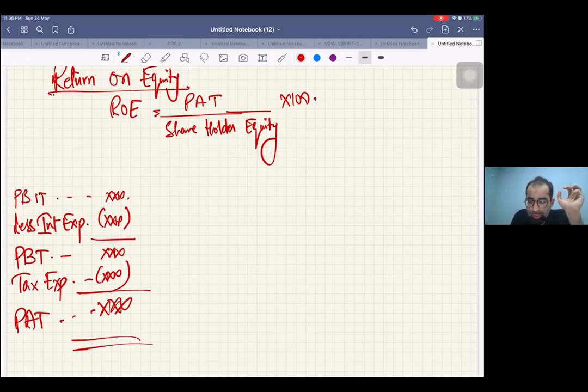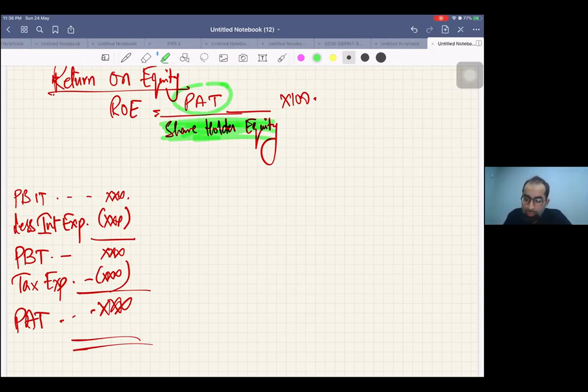So now in the numerator, we'll write this profit, which totally belongs to ordinary shareholders. And in the denominator, we'll write shareholder equity. Shareholder equity means pure funds of shareholders, shareholders' investment. So now whatever is coming is return on equity.